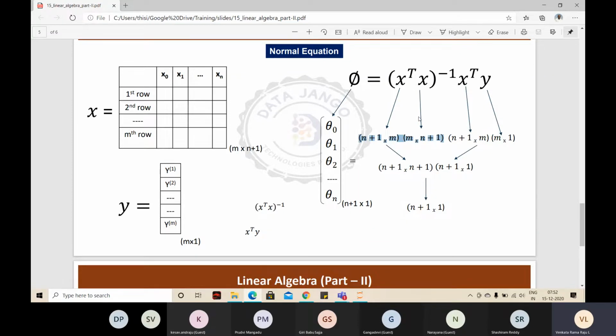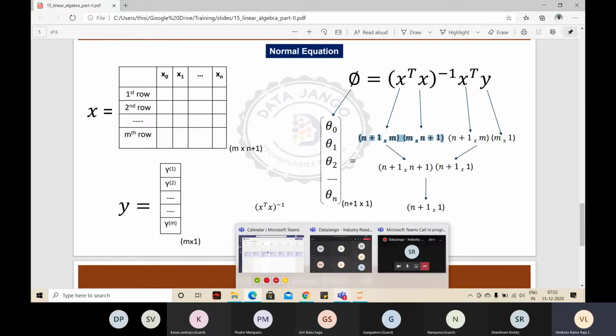Give me one second. Right, Sridham. Door.